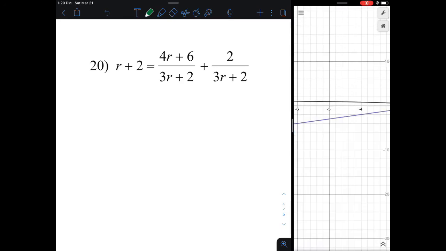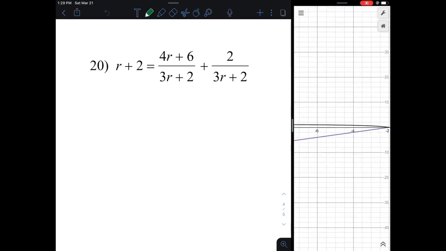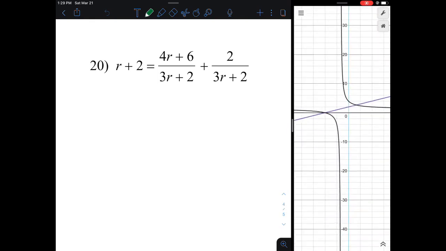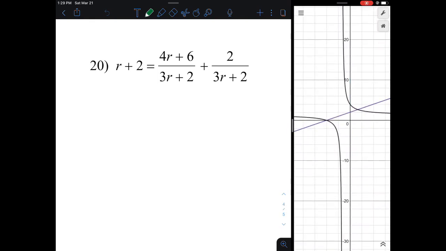Okay, so I have my graphs, and let's see what's going on here. Well, this one, I can see very clearly that there are going to be two answers here because I can see the intersections. I have an intersection at negative 2, and I see an intersection at 0.667, which is going to wind up being, I know that Desmos rounds to 3 decimal places, I know that's 2/3.